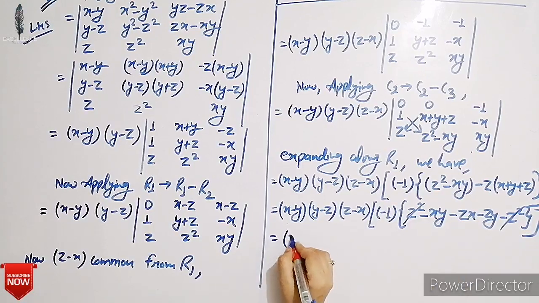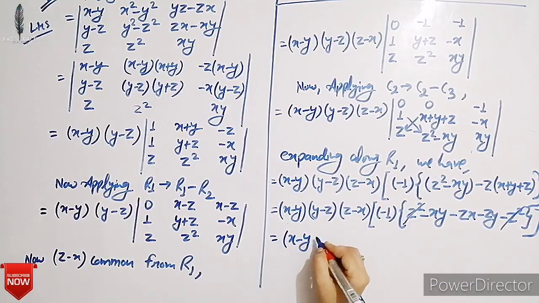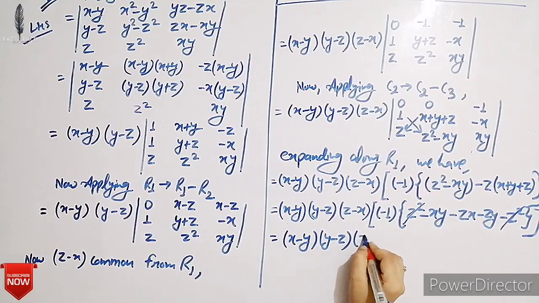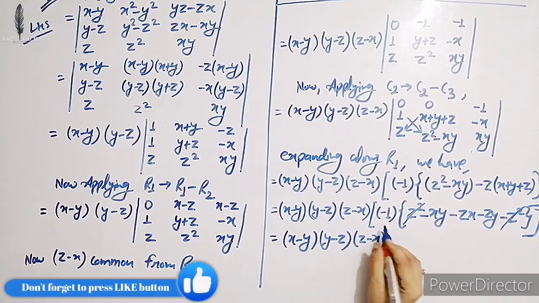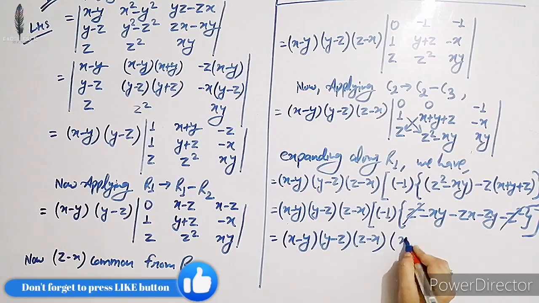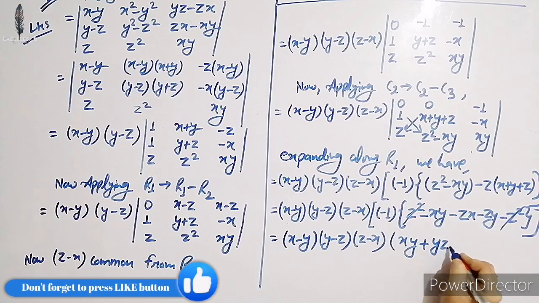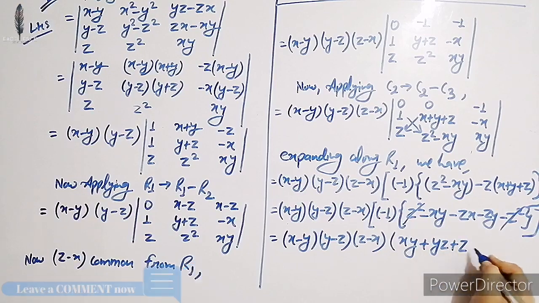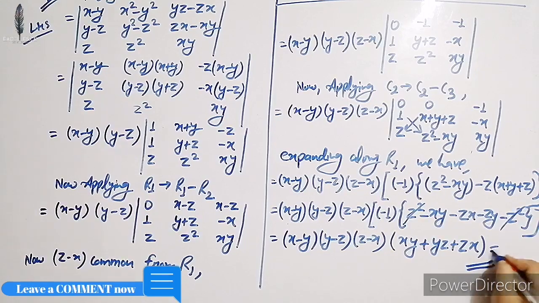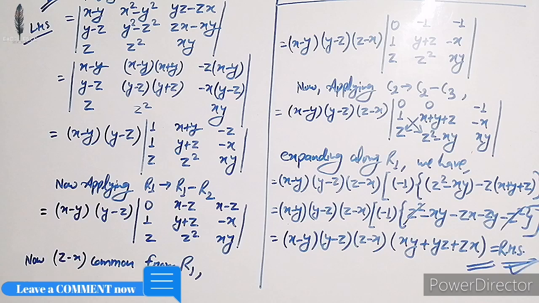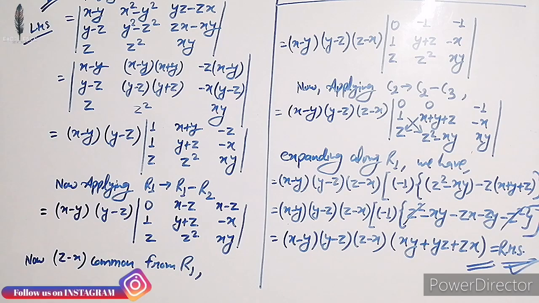Then we get x minus y, y minus z, z minus x into xy plus yz plus zx, that is equals to RHS. Hence proved. In next class we will discuss the rest part of this exercise. Okay, clear?